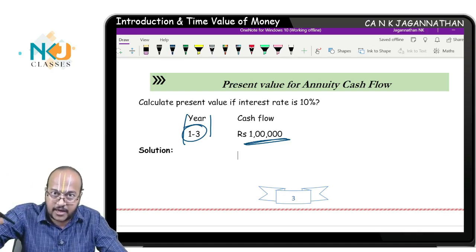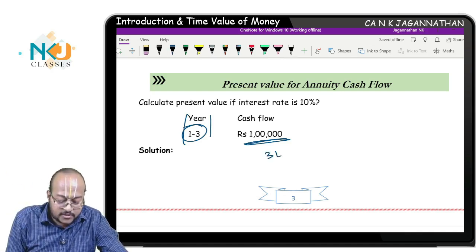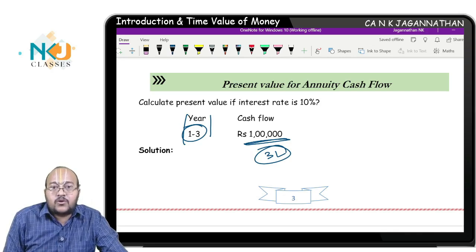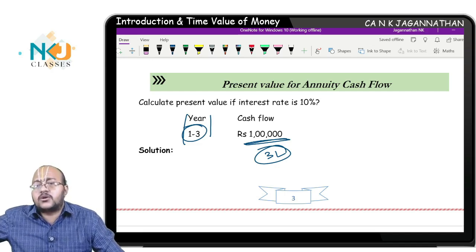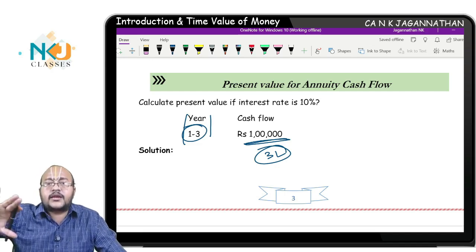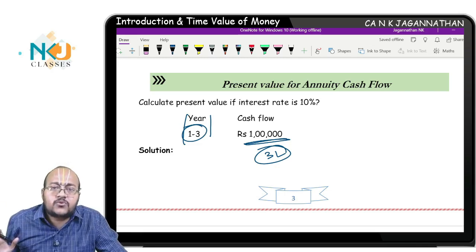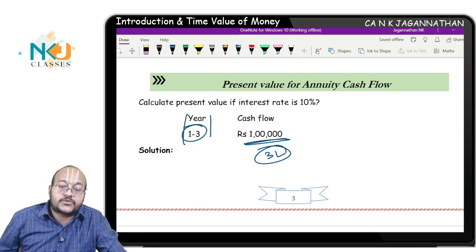Every year you are going to receive 1 lakh. Okay, total 3 lakh rupees you are receiving, on varying dates. Now at the end of year 1 you are receiving 1 lakh, end of year 2 you are receiving 1 lakh, year 3 you are receiving 1 lakh. Is the value total? Can I just add it up and say 3 lakh is the value? No. You have to bring all these cash flows to present value terms.